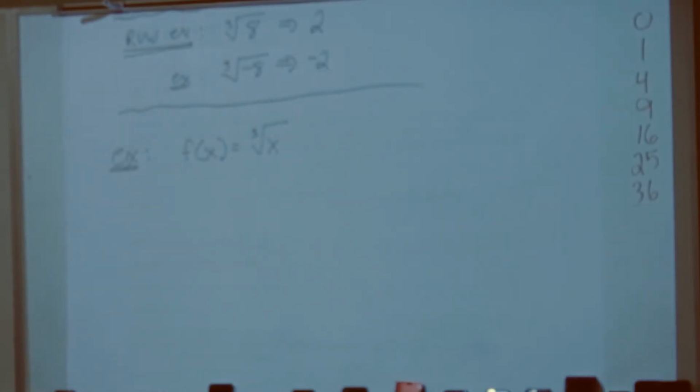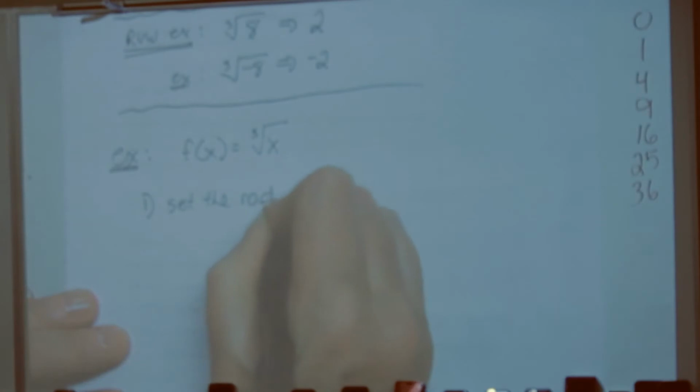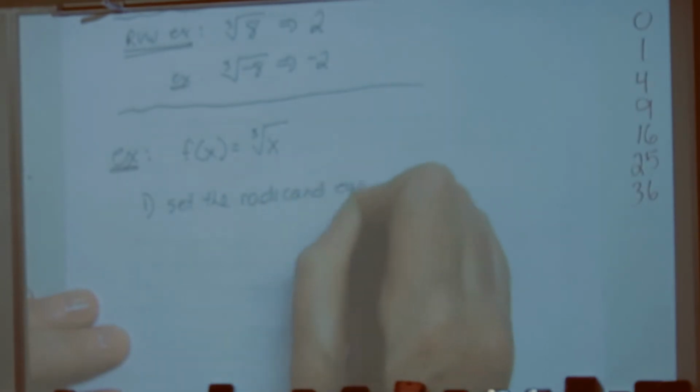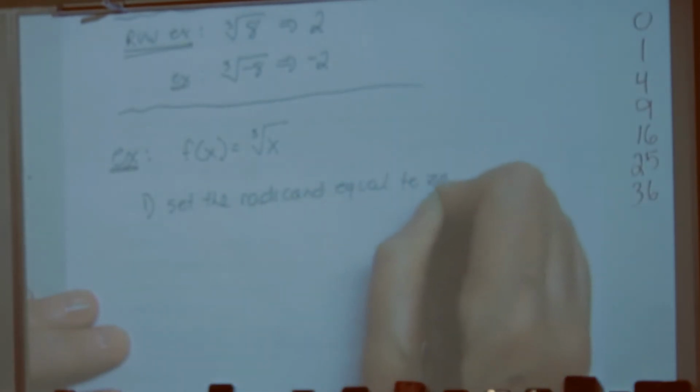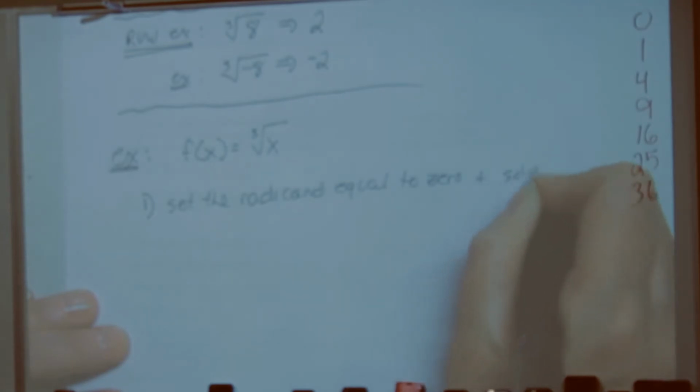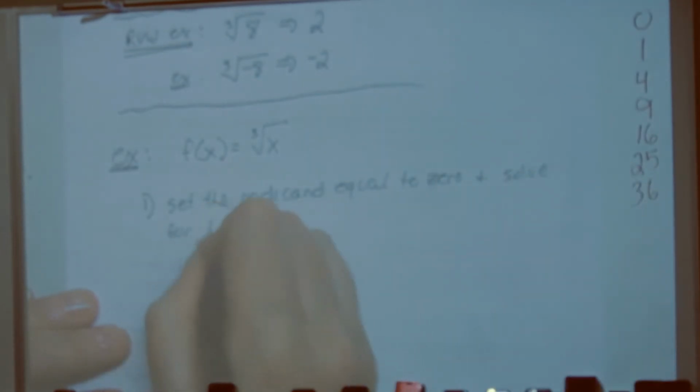Now, it will feel the same a little bit, but it is different because this is a different graph. All right, there is no start and stop, okay? So step 1 will feel the same. Set the radicand equal to 0 and solve for the variable.